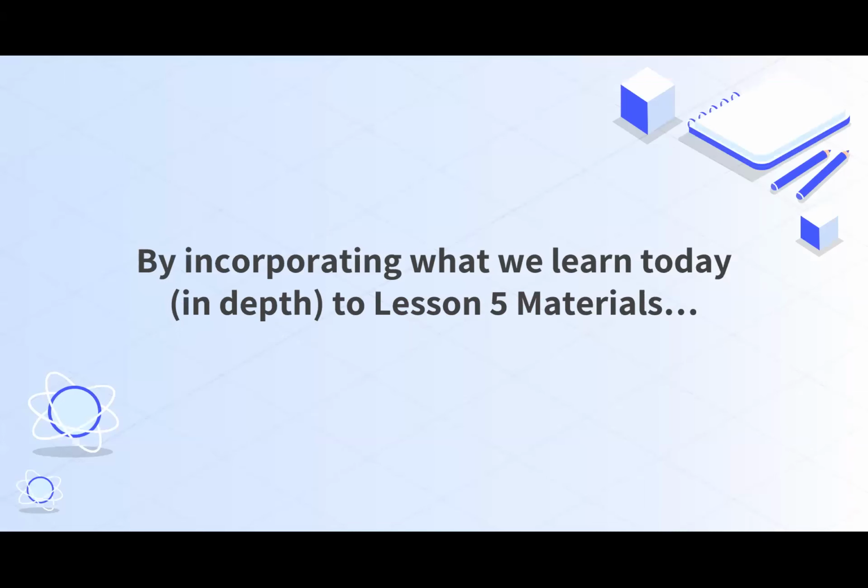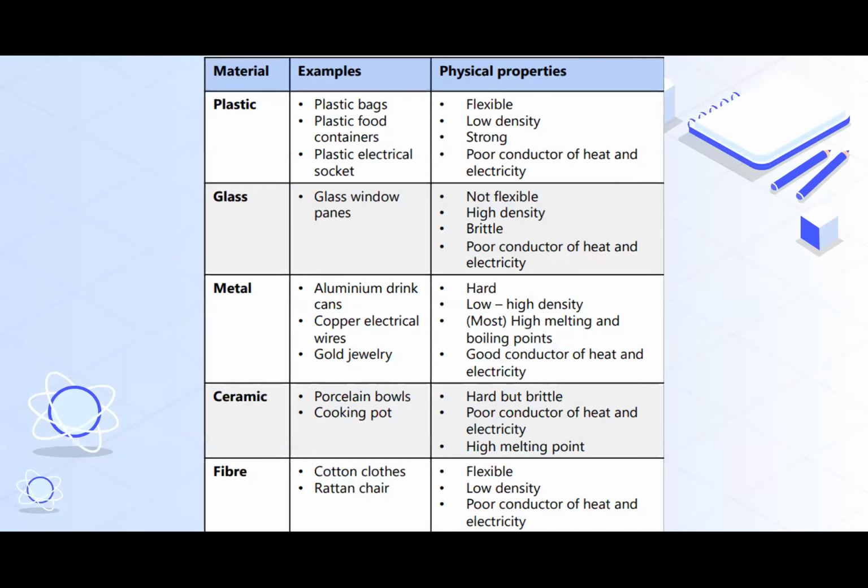So by incorporating what we have learned in lesson 5 and what we learned today, we combine them together. This gives you a generic overview of what material you should choose. For example, number 1, plastic. We know that plastic is used to make plastic bags, plastic food containers, and plastic electrical sockets.